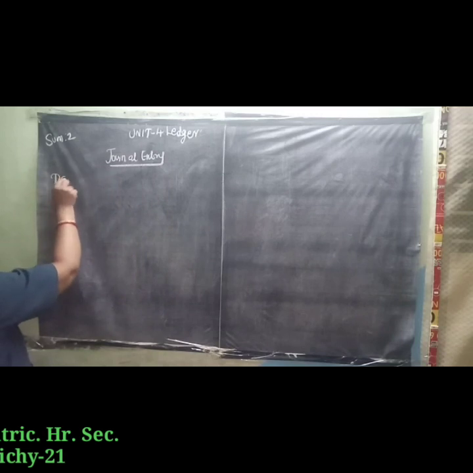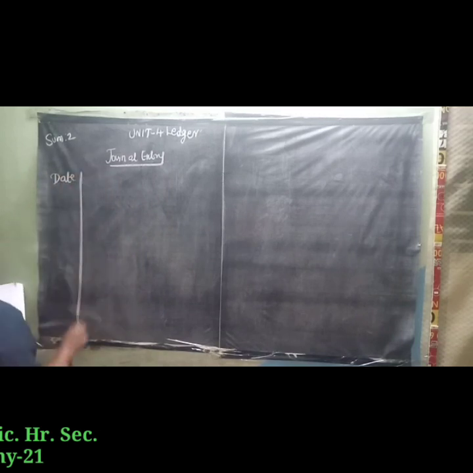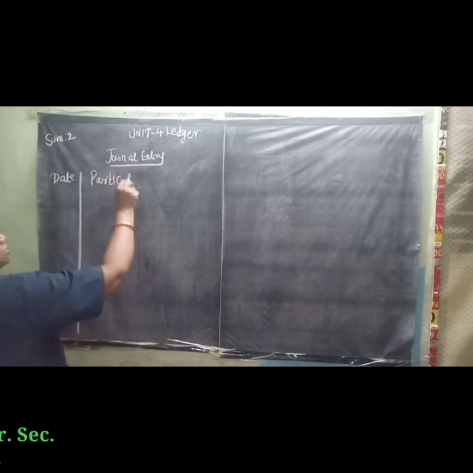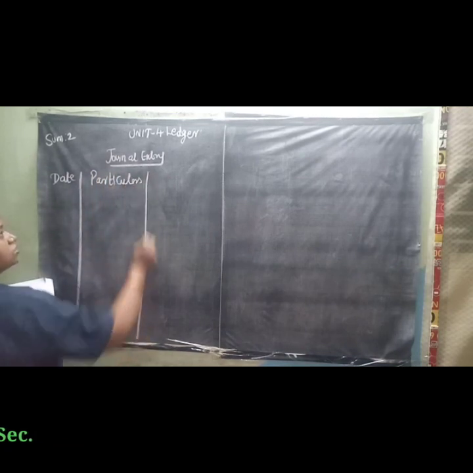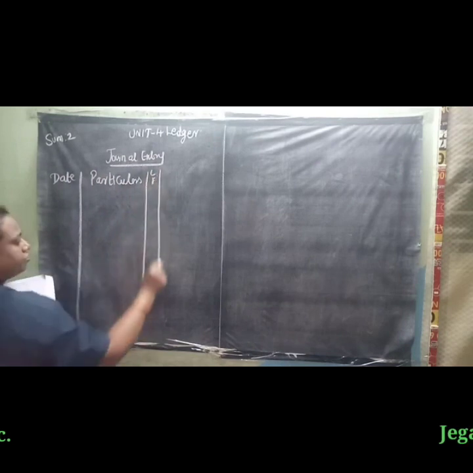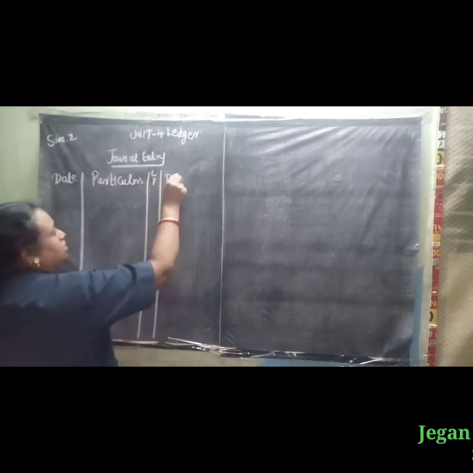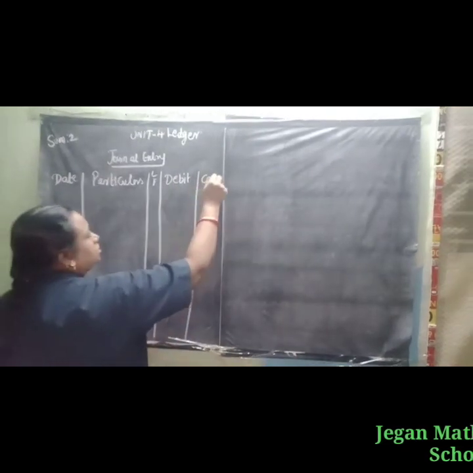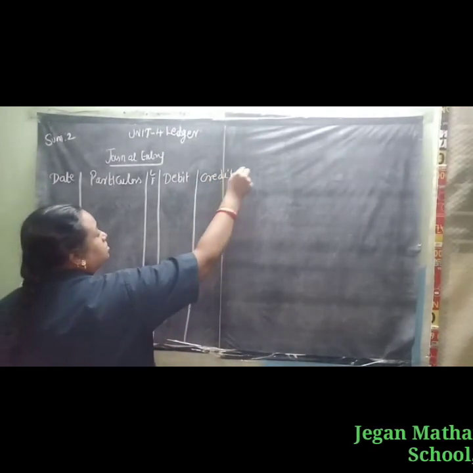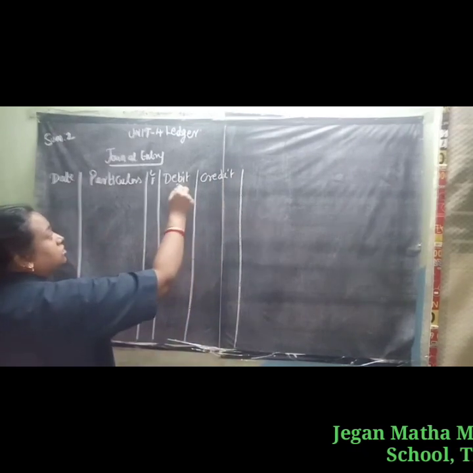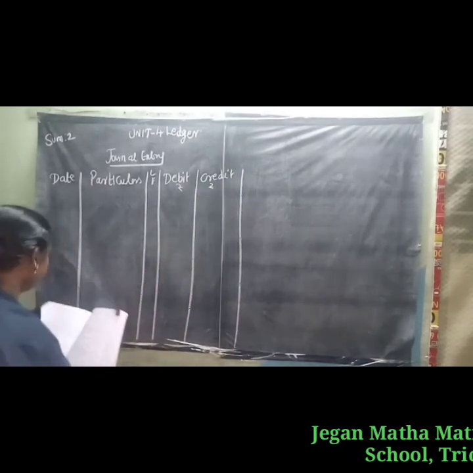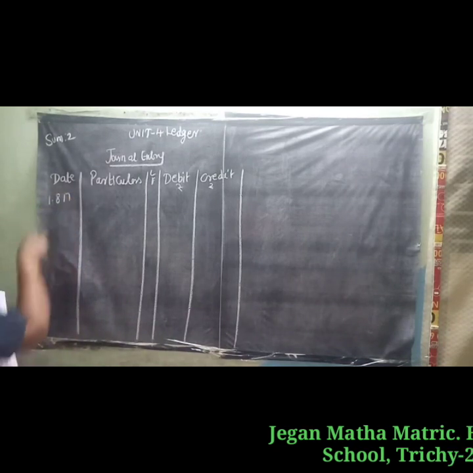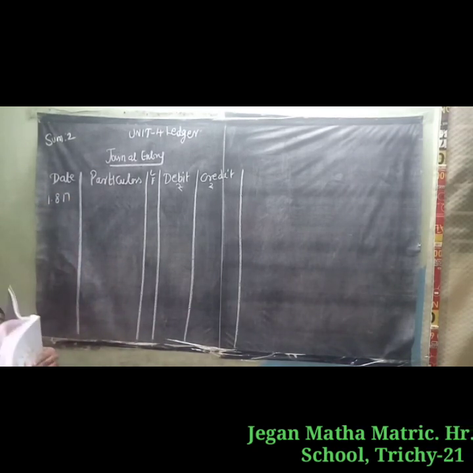Journal entry. Date, particulars, LF, debit and credit. First date, 1 August, 1/8/2017, Dharma started business with the cash.